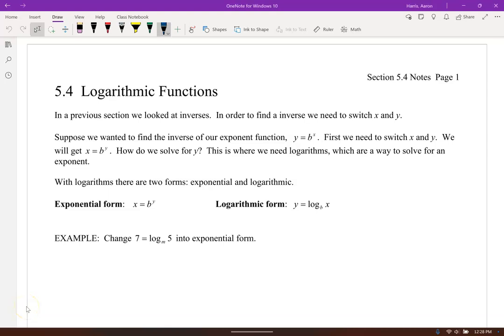Welcome back to your favorite pre-calculus course. We're going to take a look at logarithmic functions. These are inverses of exponential functions.